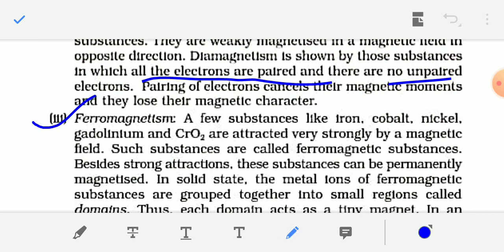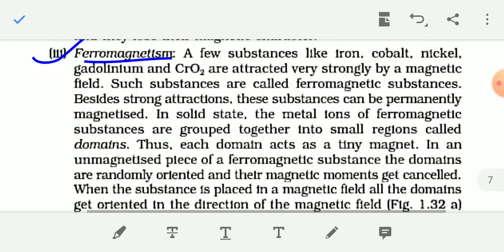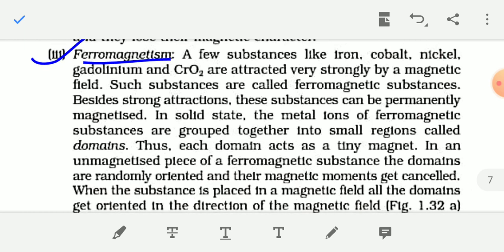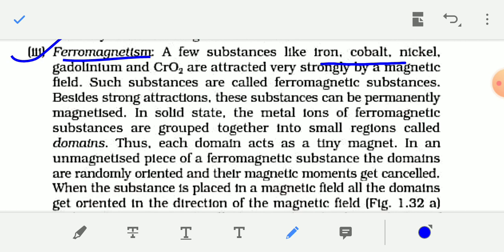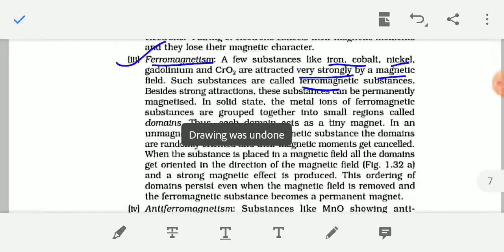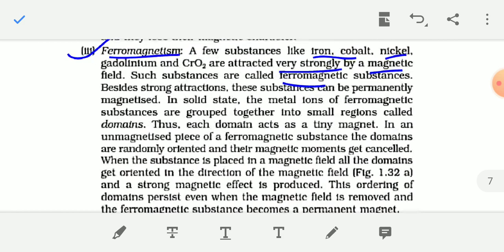Next type of substance, ferromagnetism. Important term, ferromagnetism. This is like paramagnetism. Few substances like iron, cobalt, nickel are very strongly attracted by a magnetic field, and such substances are called ferromagnetic substances. Examples of ferromagnetic substances are iron, cobalt, nickel, etc.